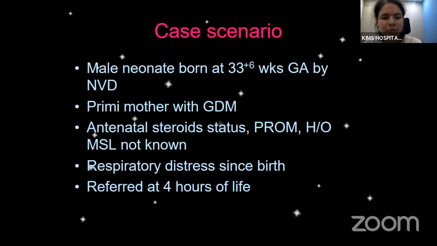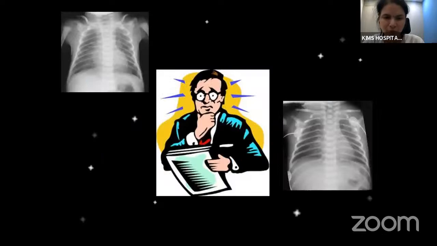A newborn baby boy who was born at 33 plus 6 weeks of gestational age by normal delivery to a primary mother with gestational diabetes is referred for respiratory distress. The mother's antenatal steroid status and the duration of rupture of membranes are not known. There is also no history provided on whether there was meconium stained liquor or not. The newborn develops respiratory distress since birth and is referred at 4 hours of age.